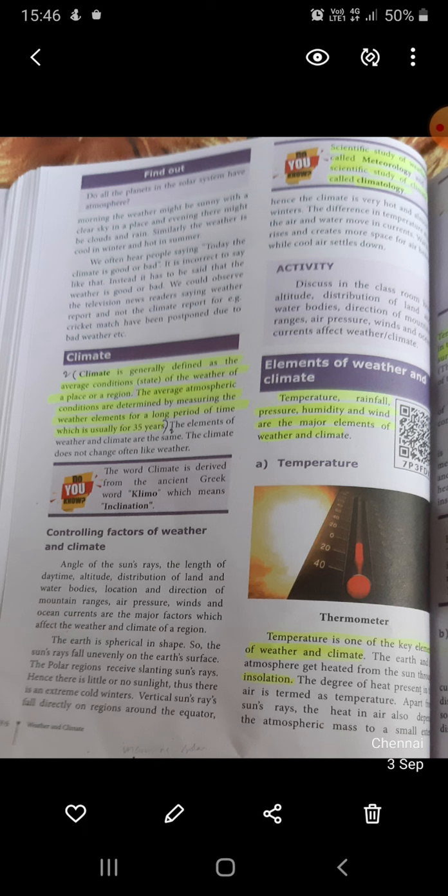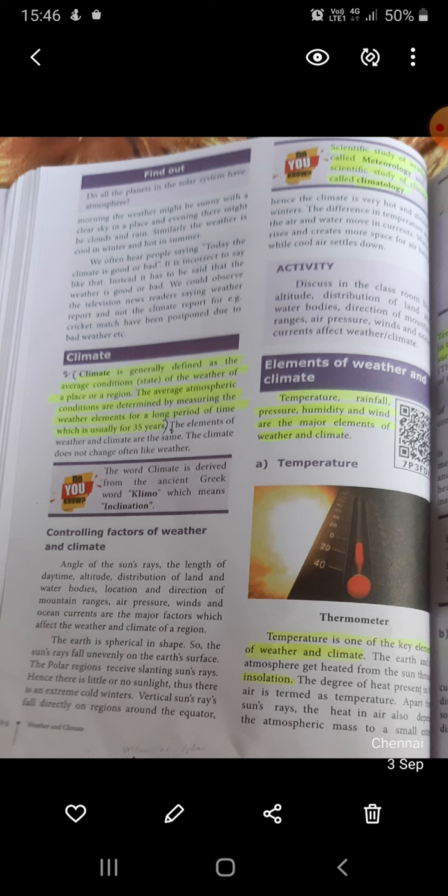Temperature is one of the key elements of weather and climate. The earth and its atmosphere get heated from the sun through insolation. Insolation means incoming solar radiation. Because of the solar rays, the earth becomes hot. So incoming solar radiation is called insolation. We all understand?